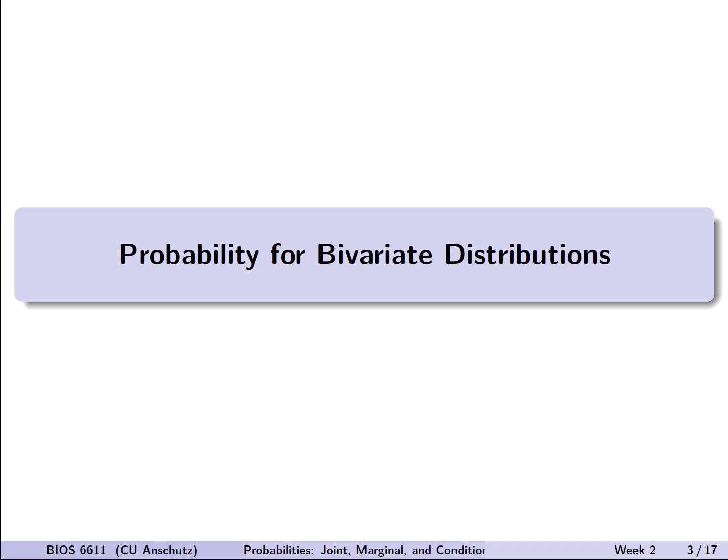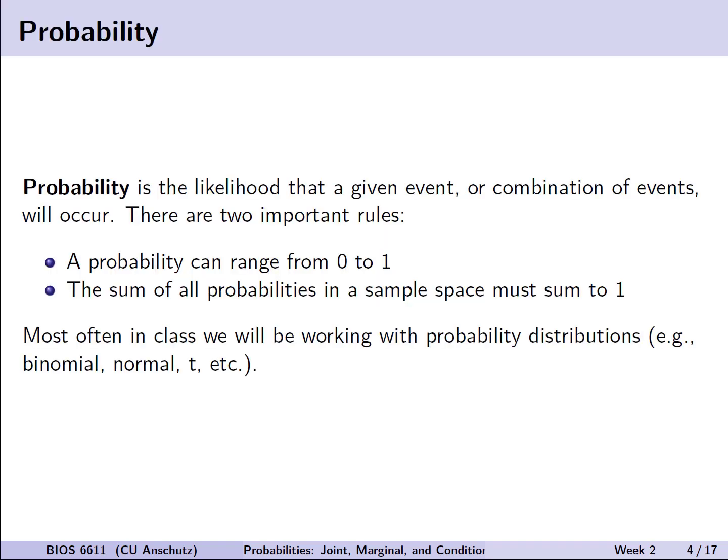So let's start off by looking at the probability for bivariate distributions. First, some terminology to rehash and introduce. Probability, as defined statistically, is the likelihood that a given event, or as we'll see in our example, combination of events, will occur. There are two important rules we must follow in probability. First, any given value of probability can range between 0 and 1, where 0 would indicate there is no chance of an event happening, and 1 would indicate the event is certain to occur.